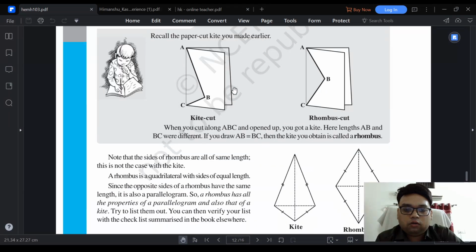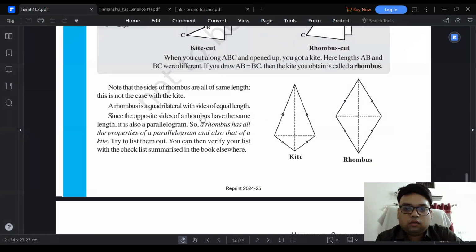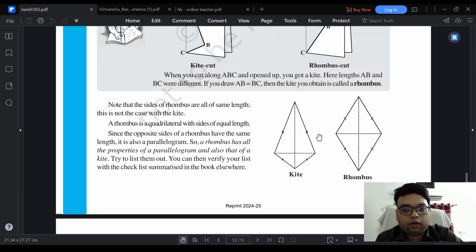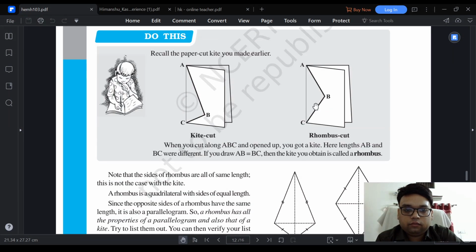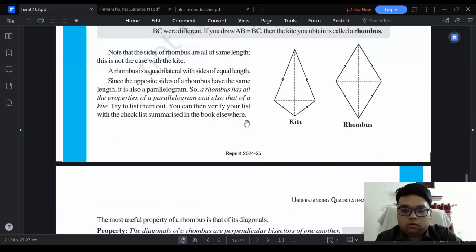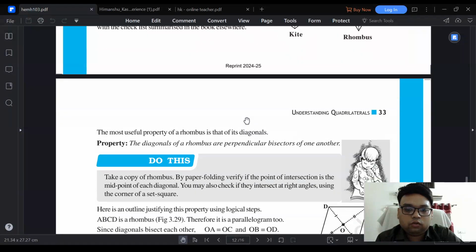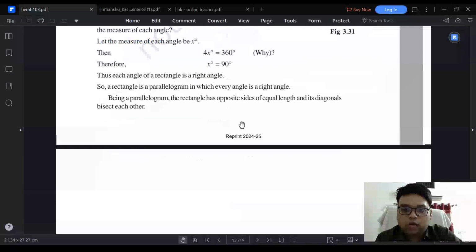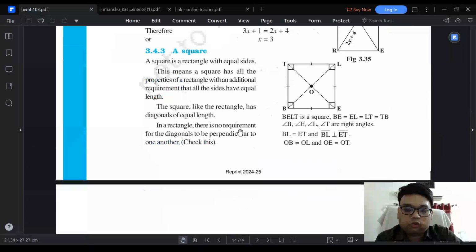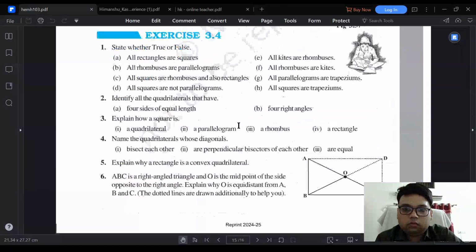Now moving forward to the next exercise. Here they have given the example of kite and rhombus, where sides are either equal or not equal. You simply need to read what the examples were used to explain. I am going to the exercise portion of this chapter, the last exercise, exercise 3.4.